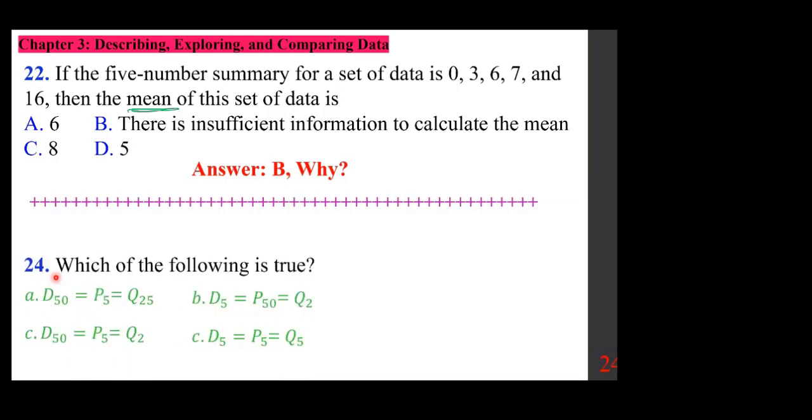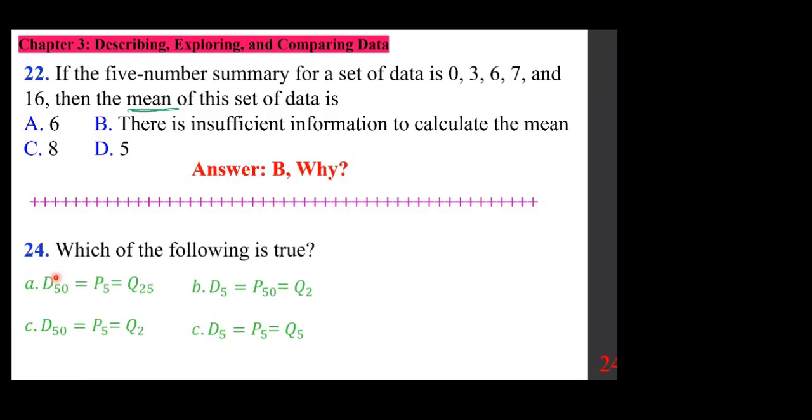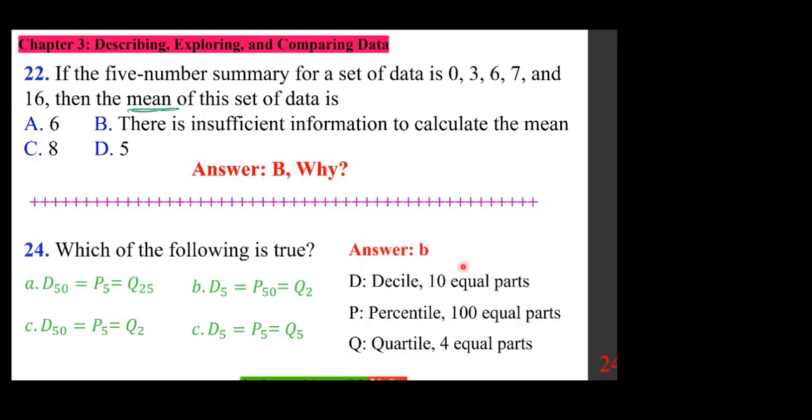Which of the following is true? Before we can answer it, we really have to look at the concept of the decile that cuts the data into 10 equal parts. P, the percentile, cuts it into 100 equal parts. Q, quartile, cuts it into 4 equal parts. Since we know that after the definition, clearly this means D5, D sub 5, P sub 50, and Q sub 2, they are identical. Again, it comes from the definition. All right, let's go to the next page.